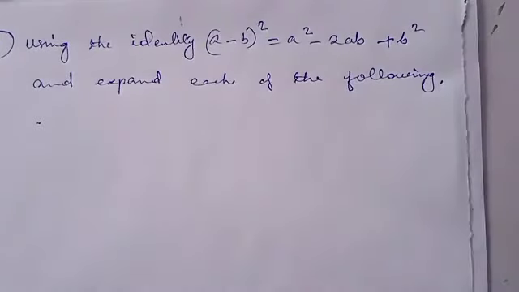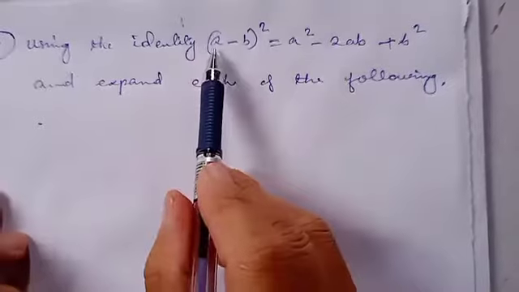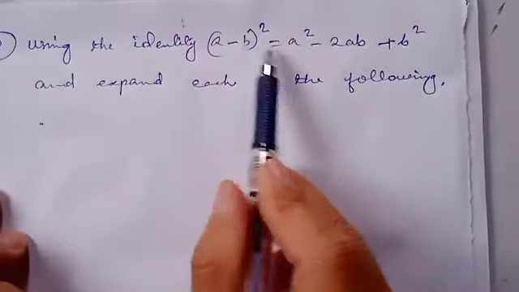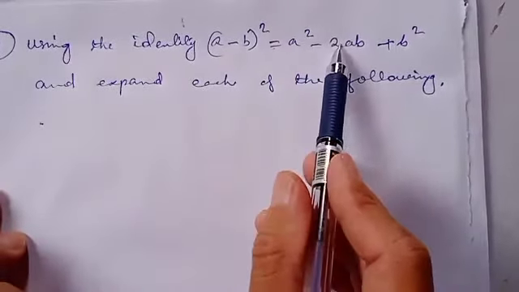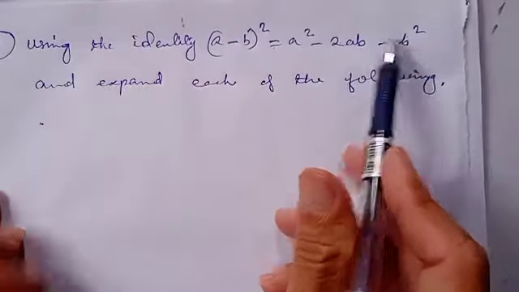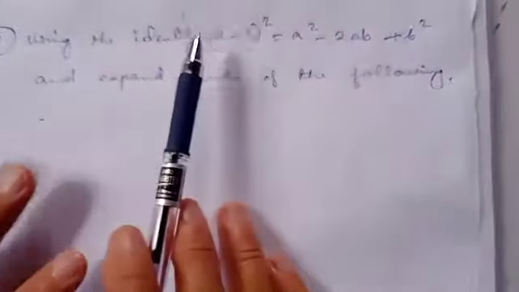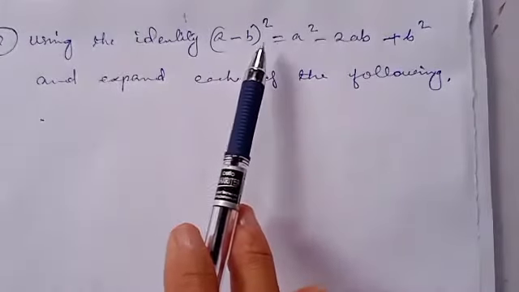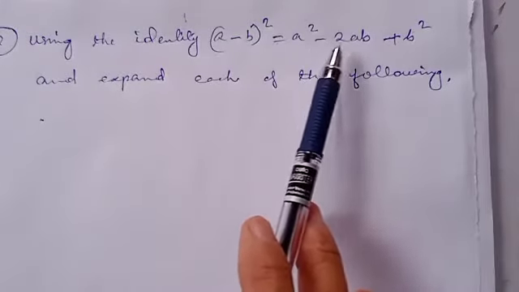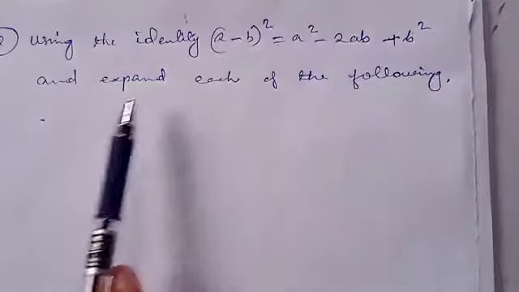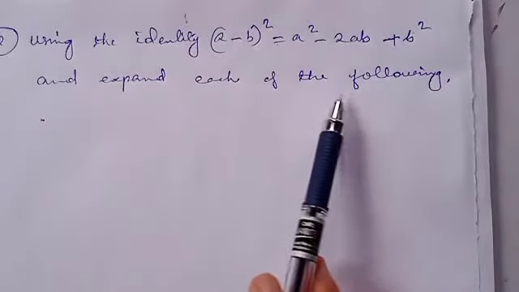Okay. Now let's try second identity, that is a minus b the whole square is equal to a square minus 2ab plus b square. Second question we have, using the identity a minus b the whole square is equal to a square minus 2ab plus b square and expand each of the following. Let's try question number one.